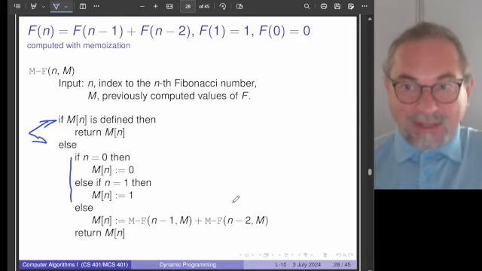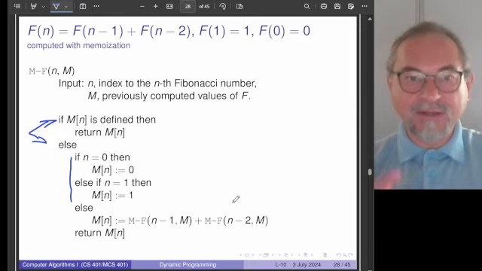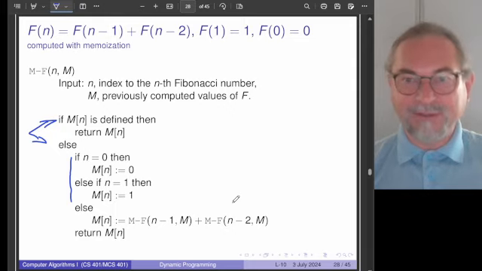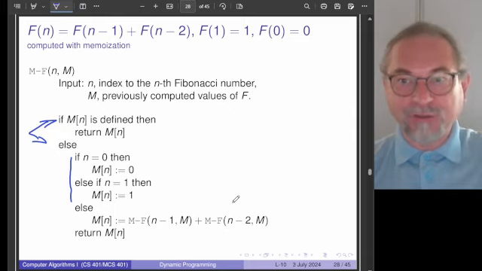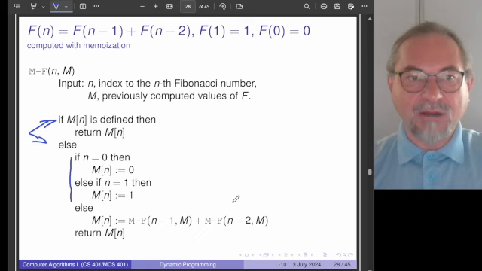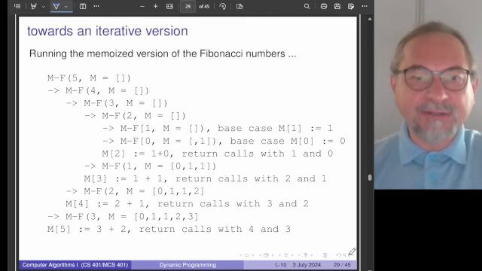So that was key in the proof of the cost of our weighted interval scheduling. It's also the key here to show that this algorithm runs in time linear in n, linear in the input size and actually also linear in the output size. So you compute actually more, not just the nth Fibonacci number, but you also compute all the previous ones and you store them in this table M. Okay, so let's derive from that an iterative version.